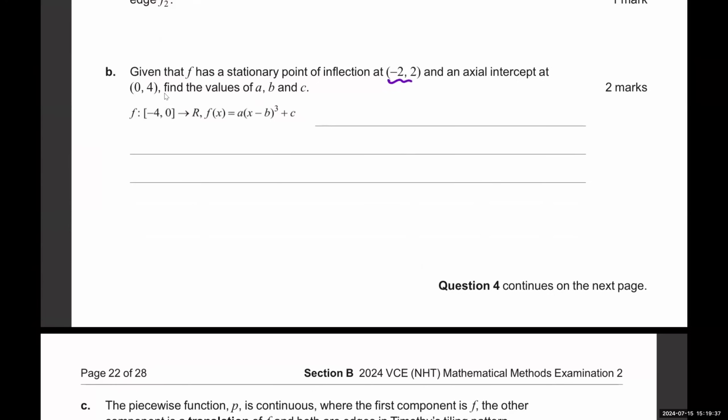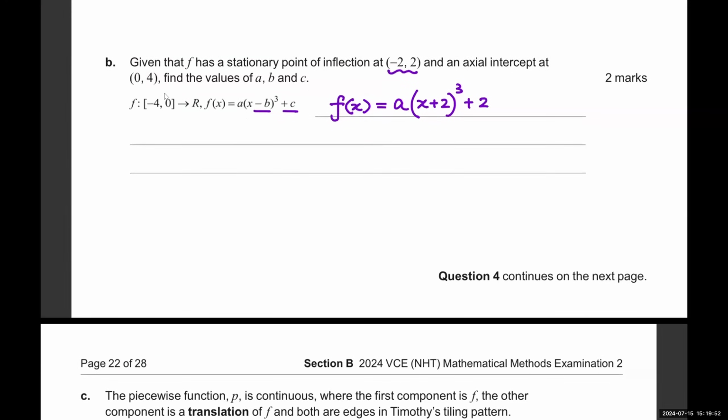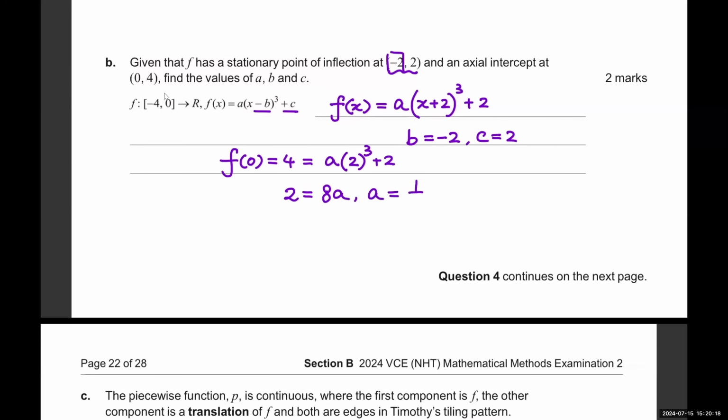So firstly, this is a stationary point of inflection. What I'm going to write is f of x equals a, unknown, times (x plus 2) to the power 3 plus 2. By matching the components, you actually get b equals -2 and c equals 2, because it's treated like (0, 0) translated to (-2, 2). And then you can just sub in (0, 4). So a times 2 to the power of 3 plus 2. You should have 2 equals 8a, and this a value is a quarter, I suppose.